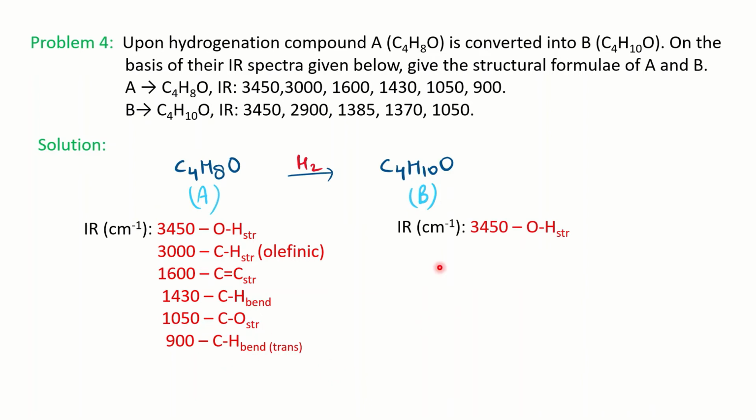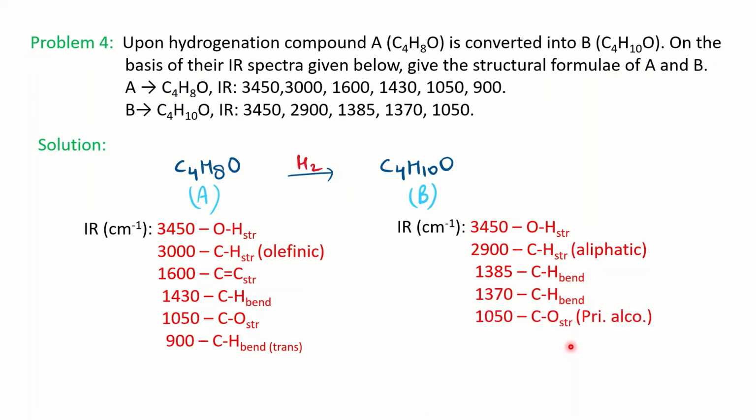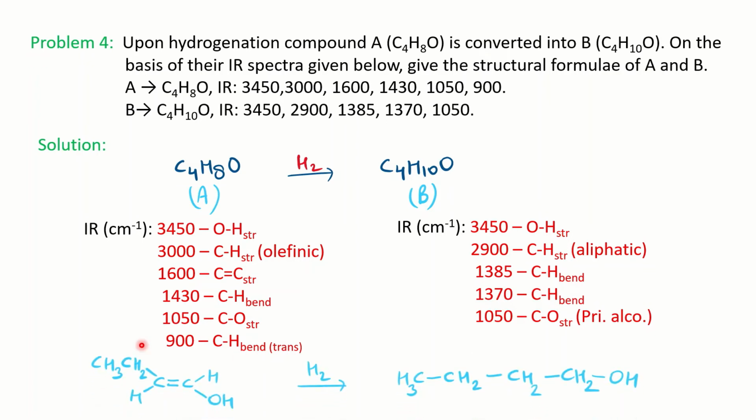Let us find out the other side also. OH, aliphatic CH, then you have CH bending. C single bond O is present for primary alcohol. 1050, if you have that, suggests the primary alcohol. So the possible structure is you have the olefin, one unsaturation is present, which is trans. On hydrogenation, it gives you the primary alcohol. And this is how you can prove the structure of the given molecule.